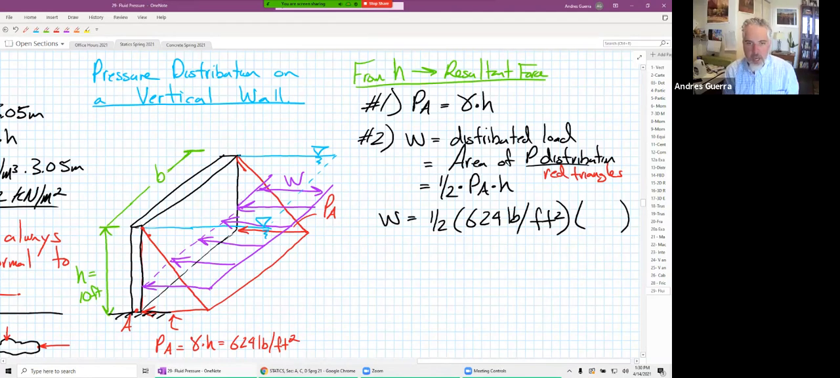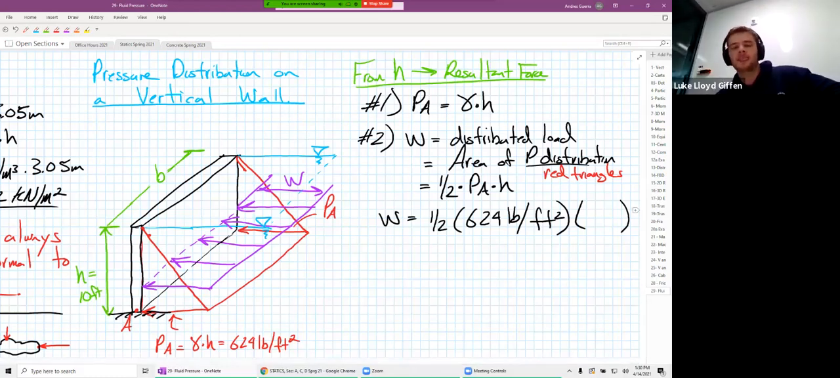We're finding the area of our red triangle. So isn't that times the height? Sorry, yeah, times the height. Yes, thank you.